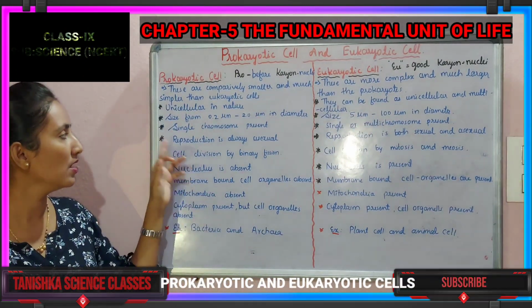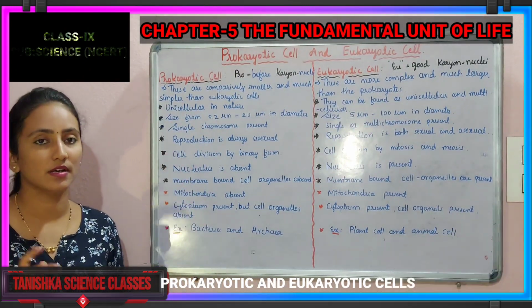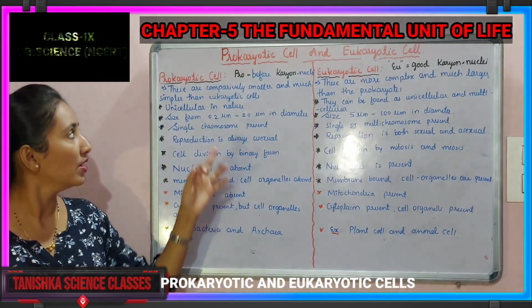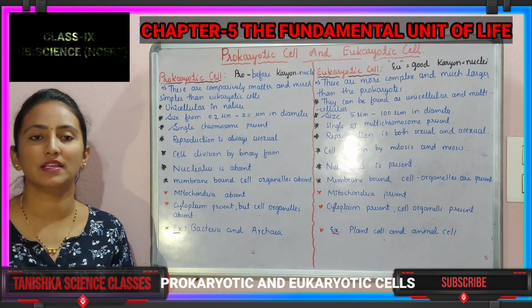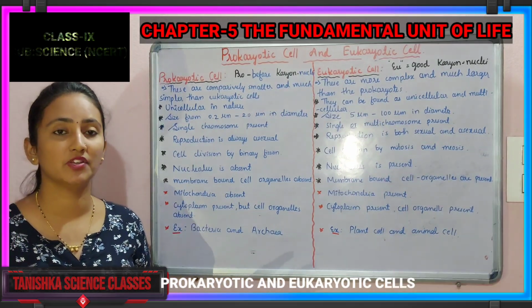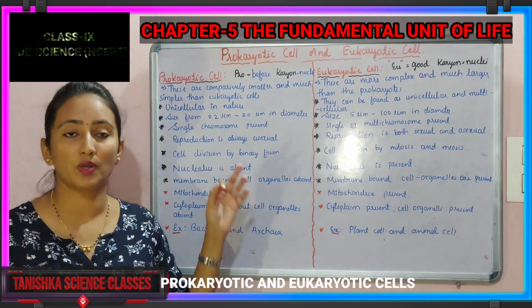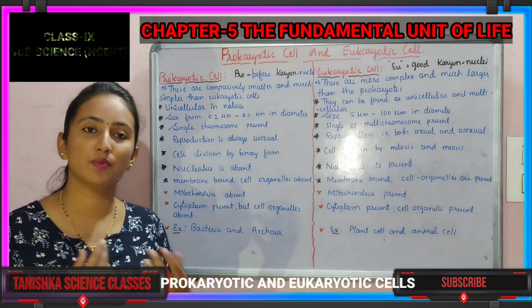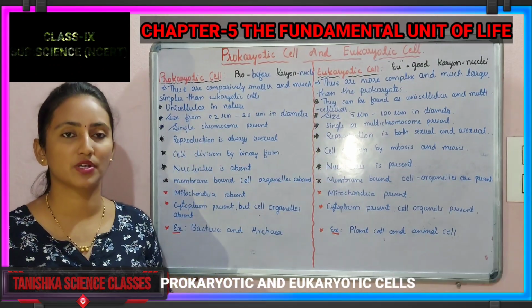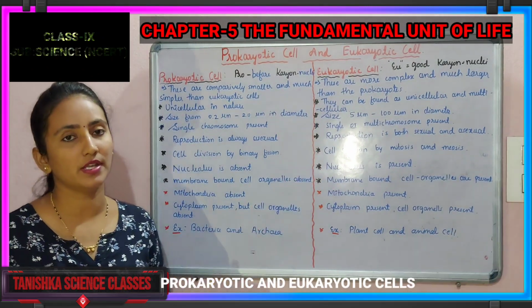Next, reproduction. In the prokaryotic cell, reproduction always takes place by the asexual method. It may be by binary fission, otherwise by budding. But in the eukaryote, we can observe both sexual and asexual reproduction in the eukaryotic cell.